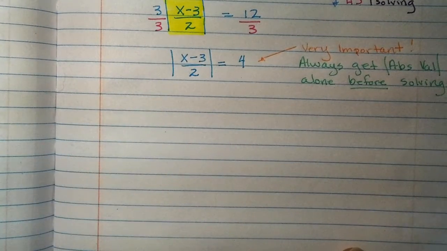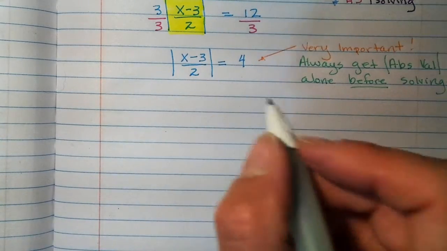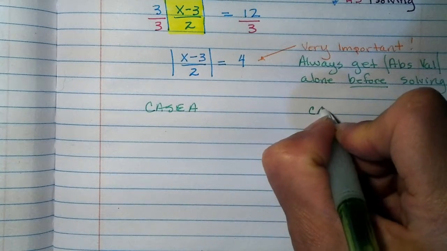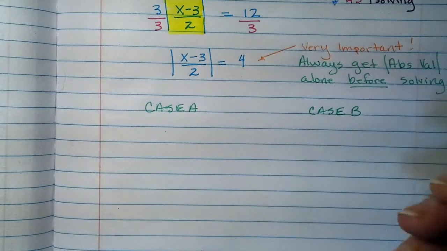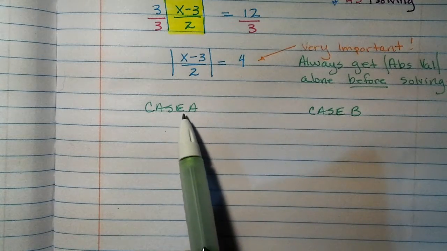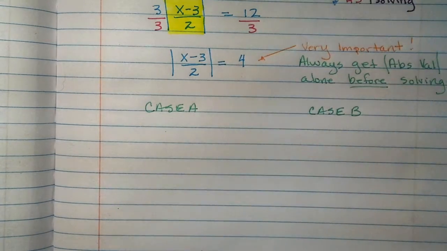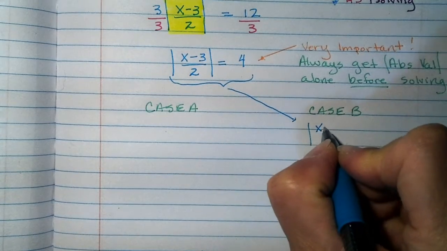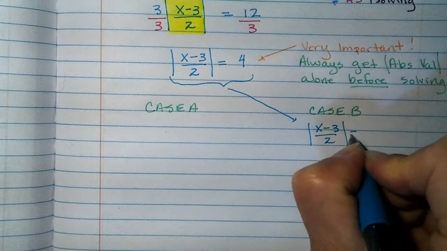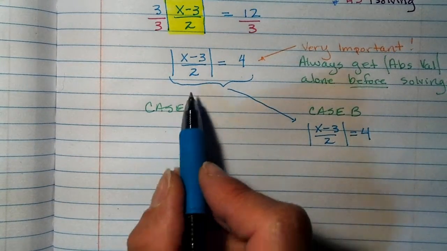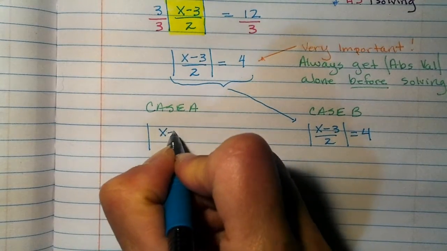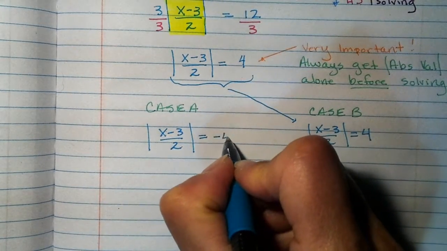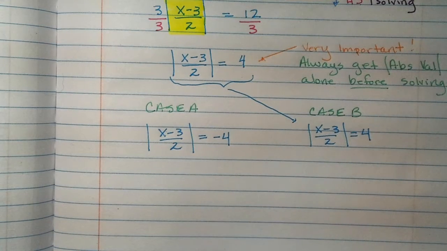Now that we have this, we're going to break this up into two groups, case A and case B. Case B I'm simply going to copy: the absolute value of x minus 3 divided by 2 equals 4. For case A, I'm going to copy my absolute value of x minus 3 divided by 2 equals, but I'm going to change this to negative 4. So that's my case A and my case B.